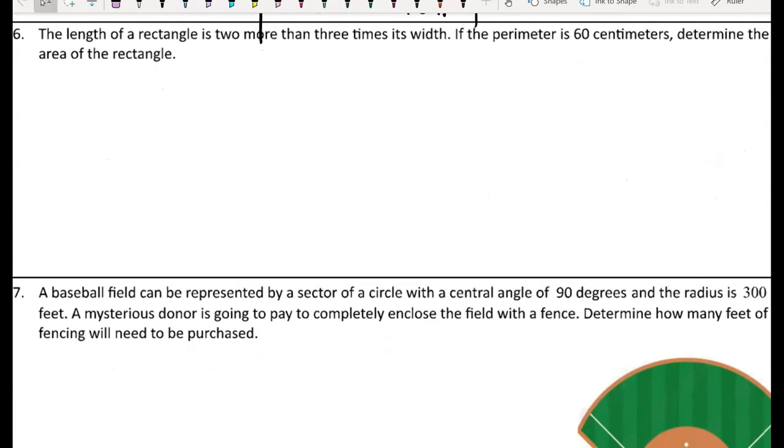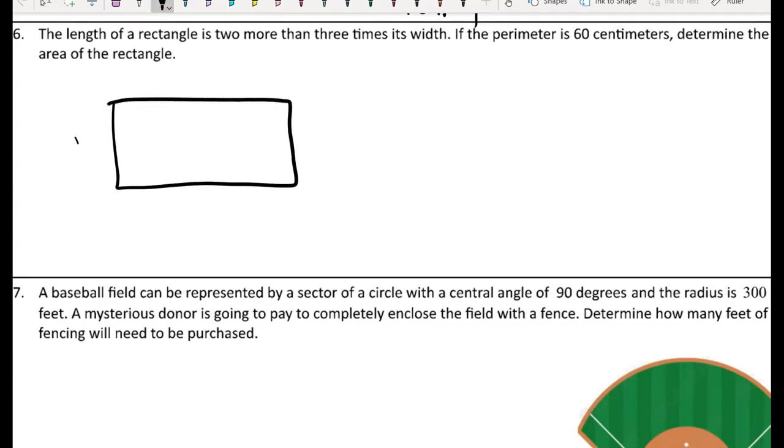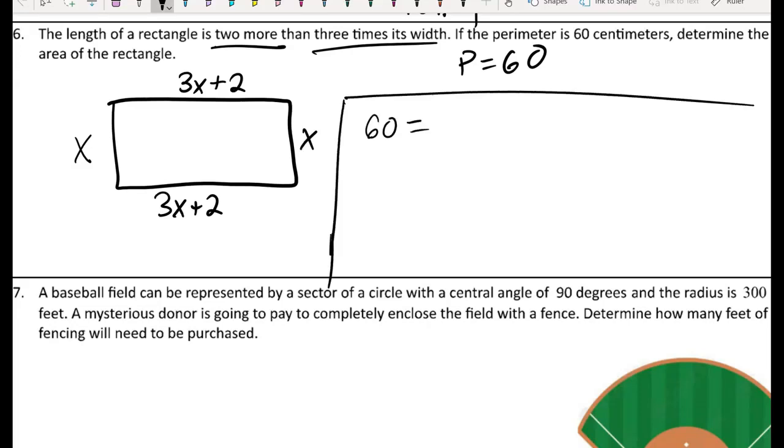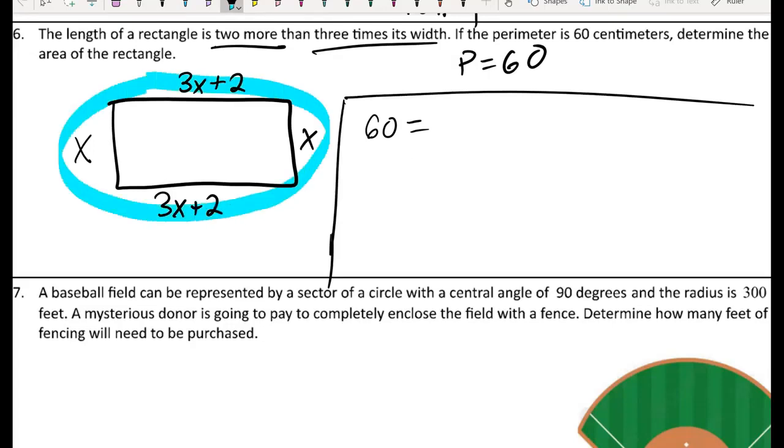For number 6, the length of a rectangle is 2 more than 3 times the width. I'm just going to sketch a picture there. So if I label the width as x, the length should be 2 more than, so plus 2, 3 times the width, so that's triple, multiplying by 3. And again, it tells me the perimeter is 60, and that's just summing all the sides. Remember that opposite sides in a rectangle are congruent, so I could set up the same sort of problem, where I set 60 equal to the sum of all these sides.